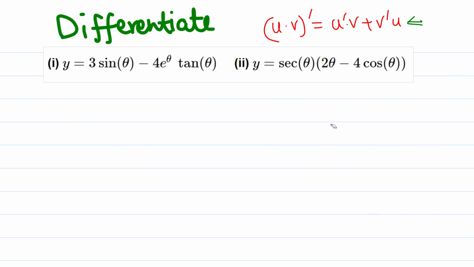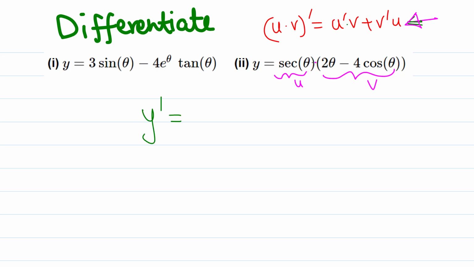Now let's work on part 2. So we got secant theta times quantity 2 theta minus 4 cosine theta. So here is a product. This is like u and v. Okay, again we got a product, so we will be using this product rule. Using that, let me find the derivative.